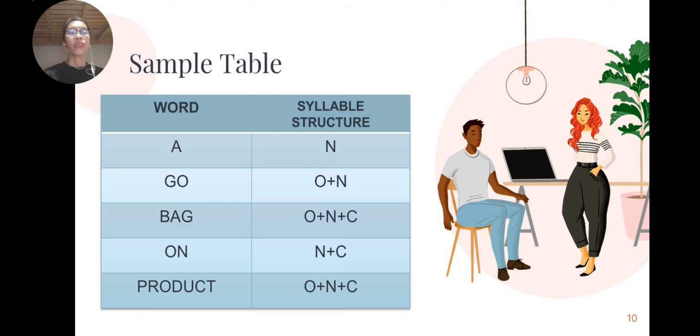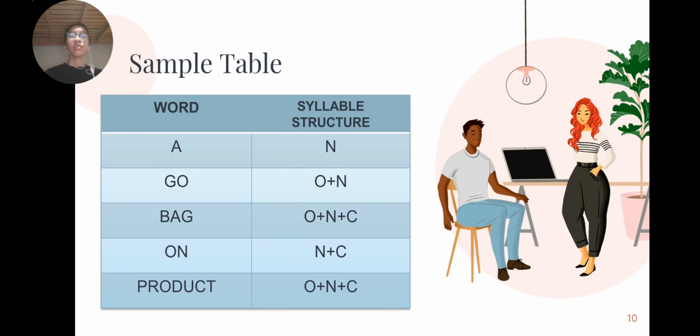Then we have the word on, N plus C. So O is the nucleus, N is the coda. And we have the word product. So O plus N plus C. So the onset there is the PR. And then we have the nucleus O, and then the coda, duct: product.